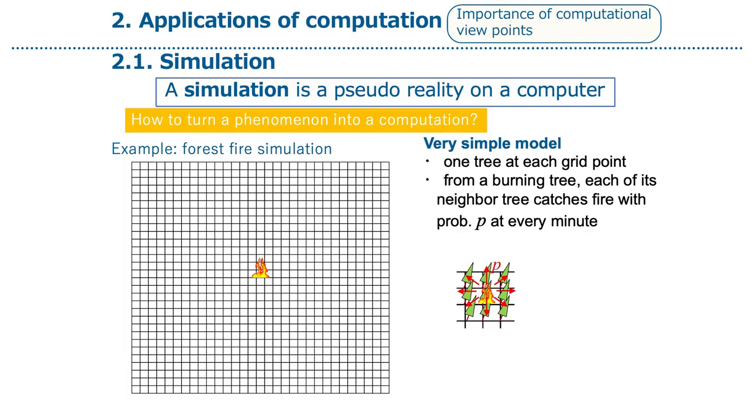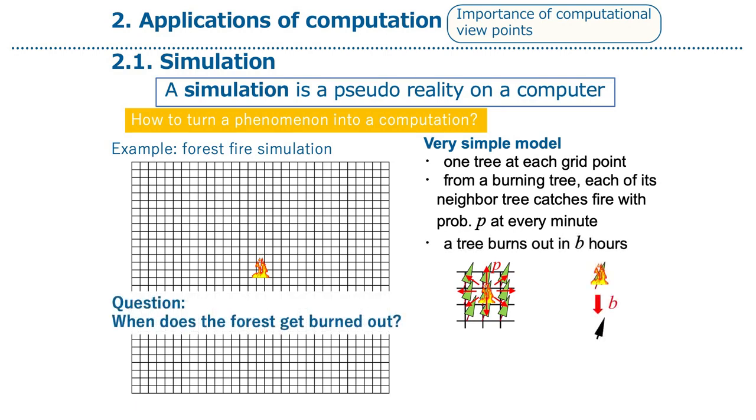Well, in the real situation, the fire spread would occur at every moment. Here, we simplify it to every minute. Then we assume that each tree burns out in B hours after it starts burning. Now, the question is when the forest burns out completely.